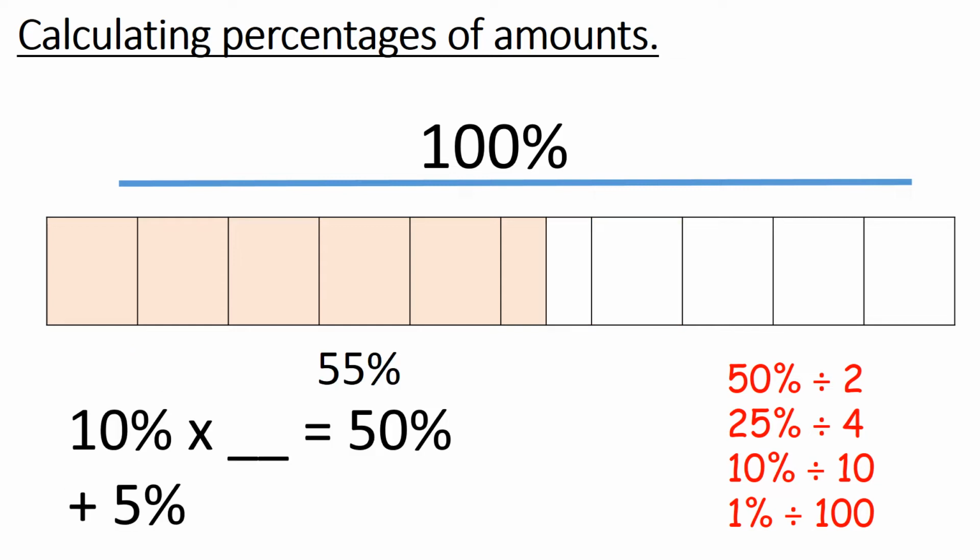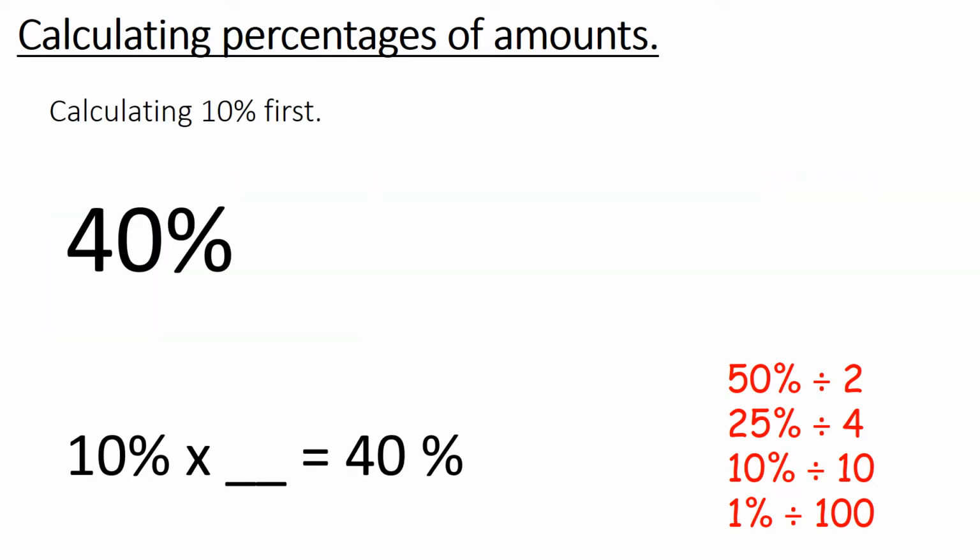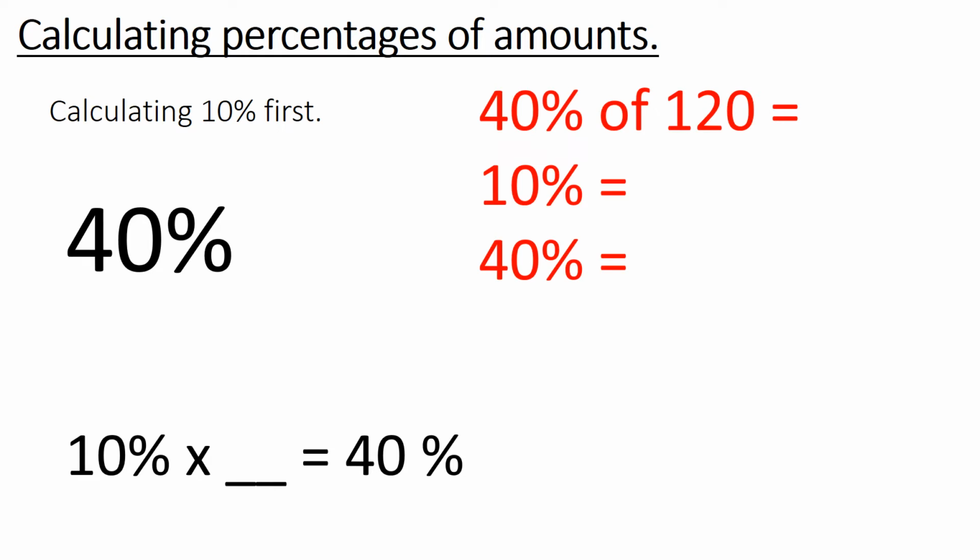And if you needed to find a percentage which had a multiple of 5, you could maybe find 10% first. Timesing that by 5 would give you 50%, and then you could add on 5%. And we know that 10% divided by 2 is 5%. If we wanted to calculate 40%, we could calculate 10% first by dividing the number by 10 and multiplying this by 4. Let's have a look at an example.